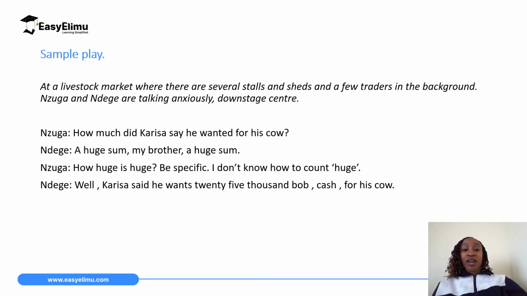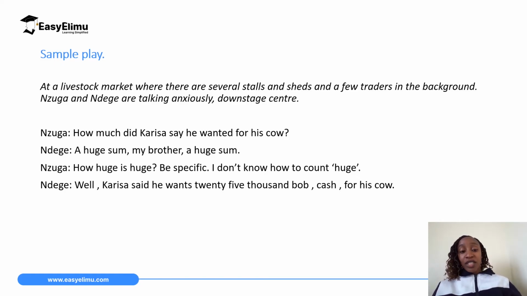We have two characters, Nzuga and Ndege. Nzuga starts by asking, how much did Carissa say he wanted for his cow? Ndege responds by saying, a huge sum, my brother, a huge sum. And then Nzuga asks, how huge is huge? Be specific. I don't know how to count huge. Ndege responds, well, Carissa said he wants 25,000 bob cash for his cow.